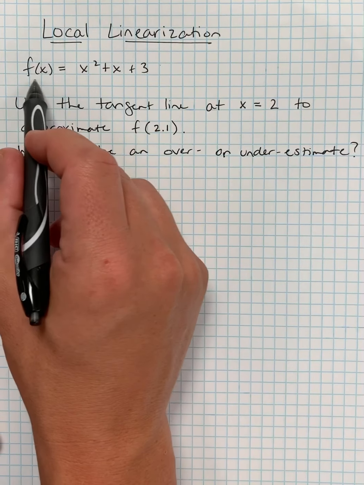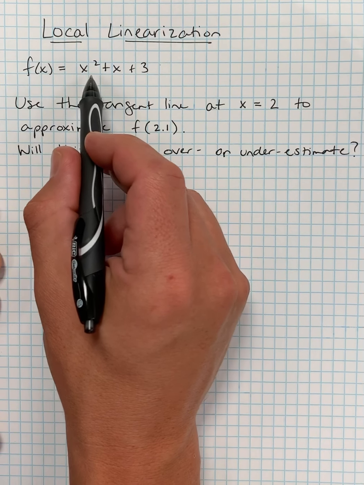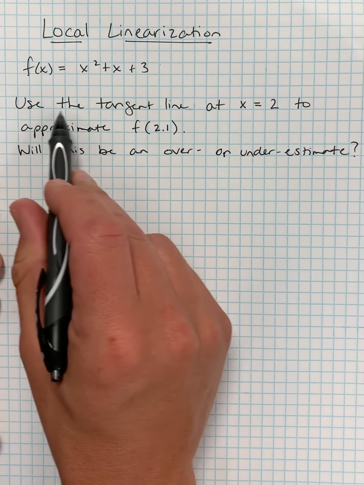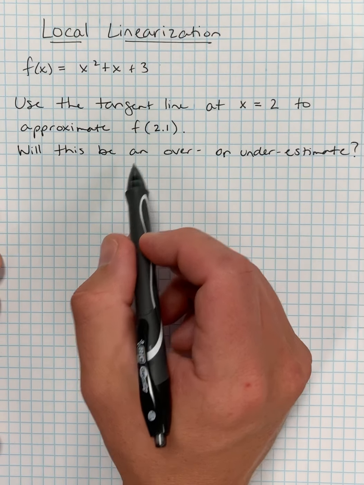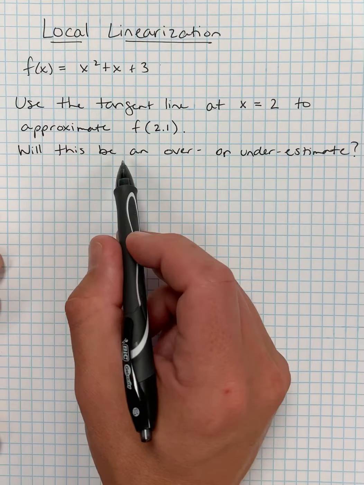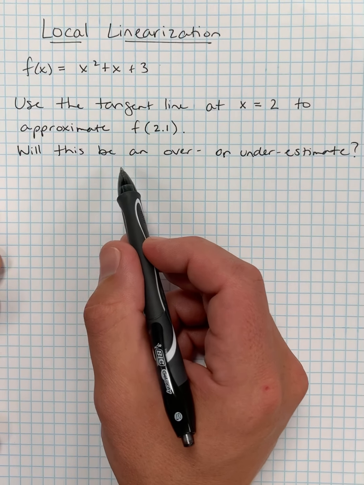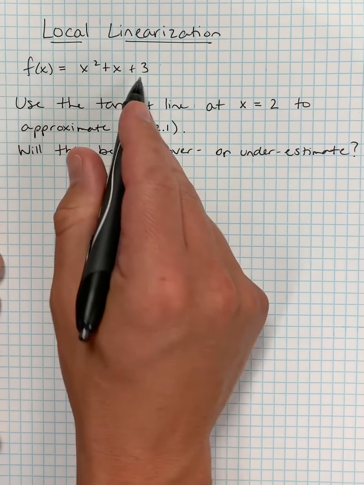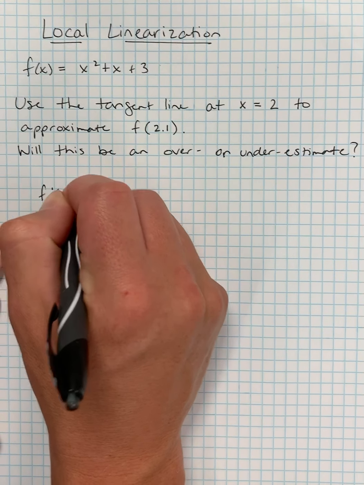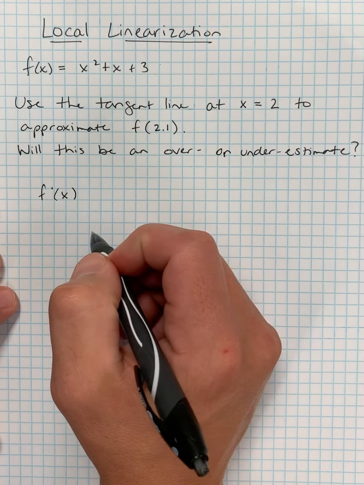So let's take a look at the function f of x equals x squared plus x plus 3, and we're going to use the tangent line at x equals 2 to approximate f of 2.1. We then will determine whether we think this is going to be an over or an underestimate. So to start, if this is f, we need to find f prime of x, so we can find the equation of the tangent line.